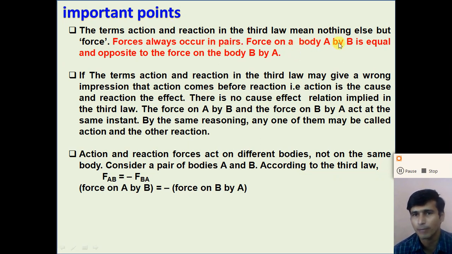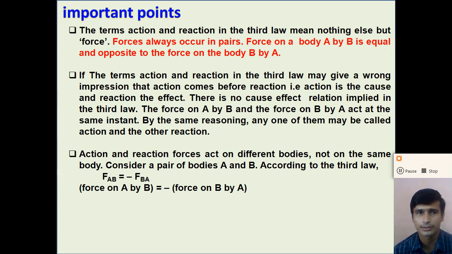The force on a body A by a body B is equal to and opposite to the force on body B by body A. So in nature, forces always occur in a pair, right? When we apply a force on a body, that body applies a force on us too. If we hit a wall with our hands, the wall also applies a force on us, right? We experience the effect of the wall applying a force on our body.